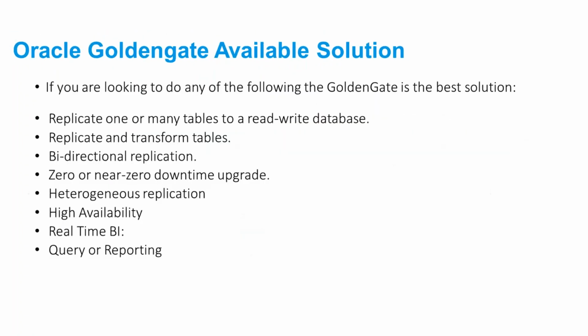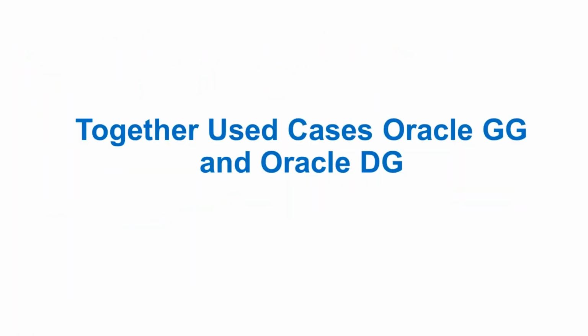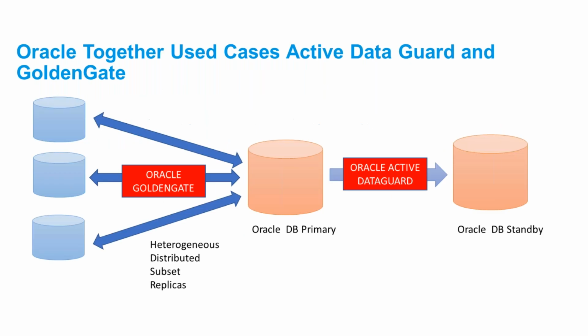Okay, so now together use cases of Oracle Golden Gate and Oracle Data Guard. Oracle Golden Gate and Oracle Data Guard are also used together. It's not like they're not used together. A lot of organizations use Oracle Golden Gate and Oracle Data Guard, and this is one of the best possible architectures which we use. I have implemented it for almost 20 organizations so far, and AT&T is one of the clients for it.